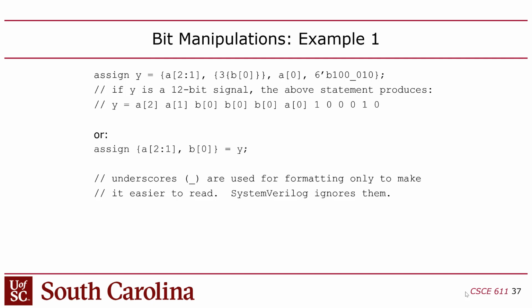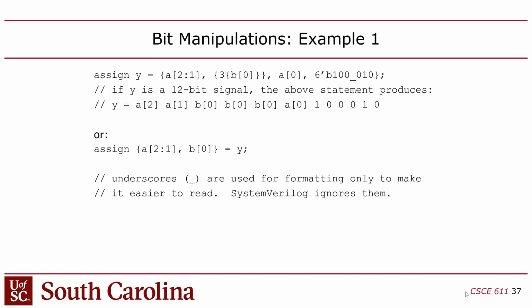And then A0, and then we have a constant, 6 bits of 100010, and there's an underscore there that's just ignored. So this is what you end up with. Everyone see that? Okay, so it's just syntax to get used to.